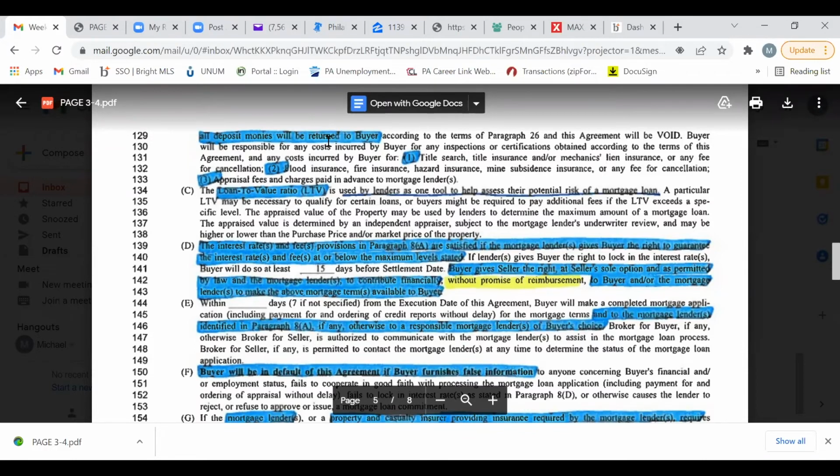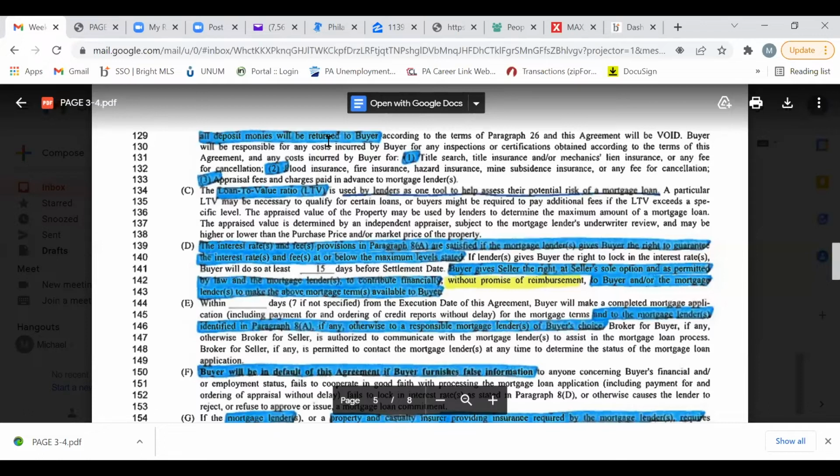Buyer will be responsible for any costs incurred by buyer for any inspections, certifications obtained according to the terms of this agreement, and any costs incurred by buyer for 1, title search, title insurance, 2, flood insurance, fire insurance, hazard insurance, and 3, appraisal fee. Okay. So if the seller does terminate, then the buyer gets everything back as far as deposit money, minus these fees. Okay.